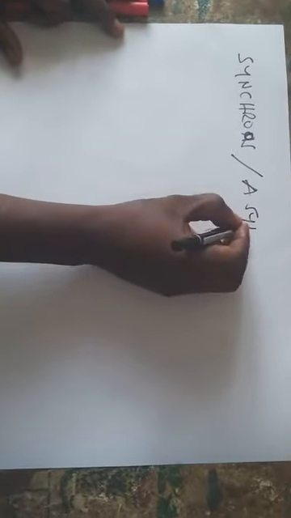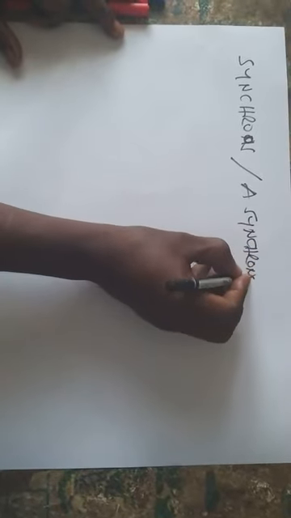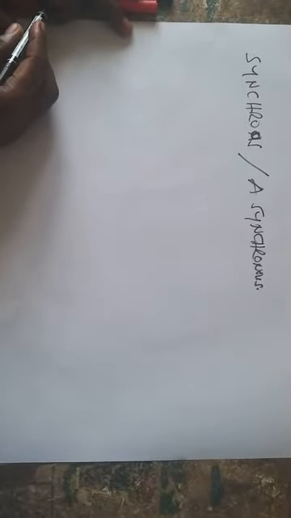Sequential circuits can be put into two categories: asynchronous or synchronous sequential circuits. So a sequential circuit can be either synchronous or asynchronous. Always remember that a sequential circuit can be either synchronous or asynchronous.